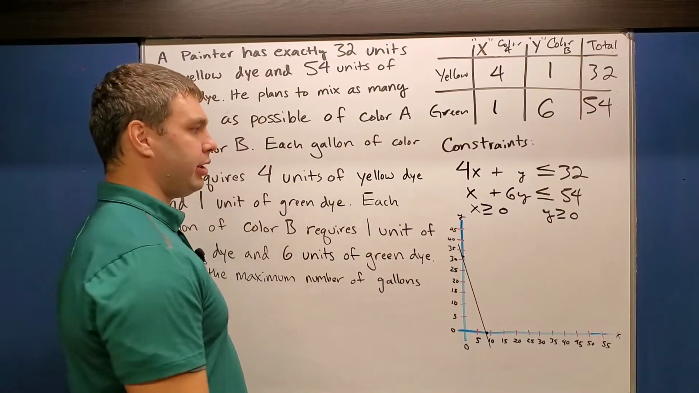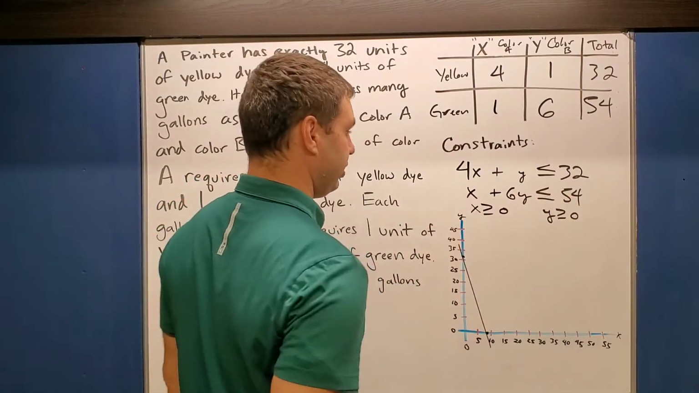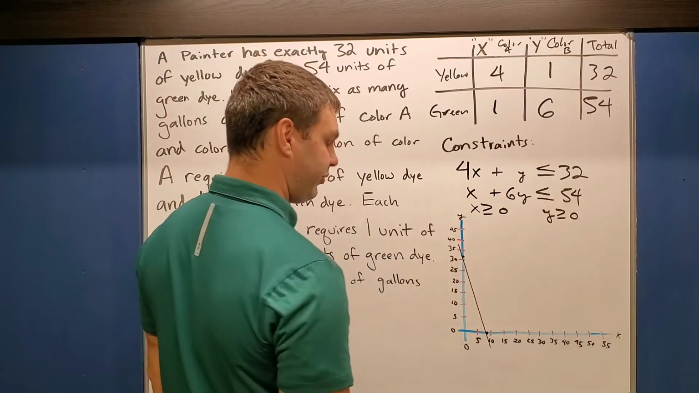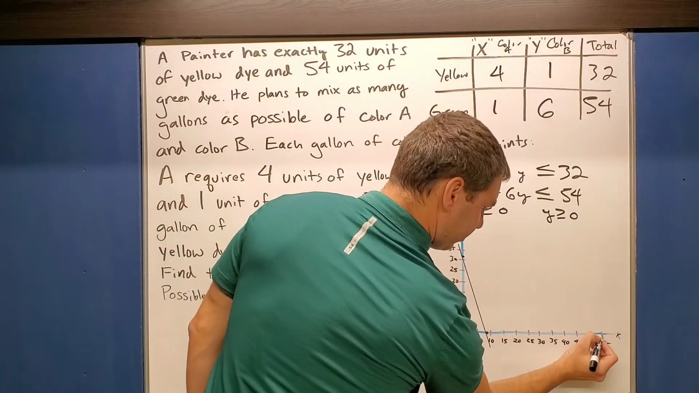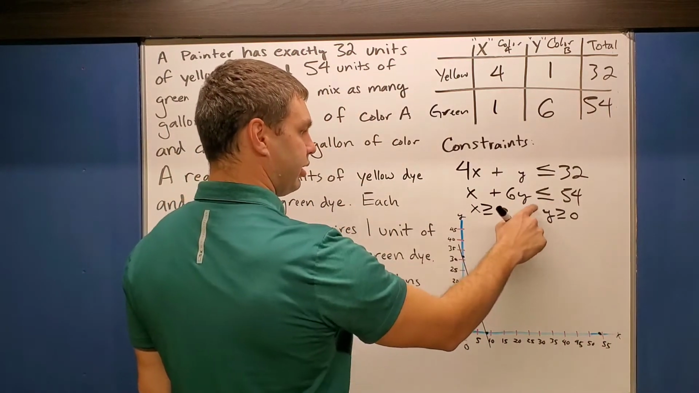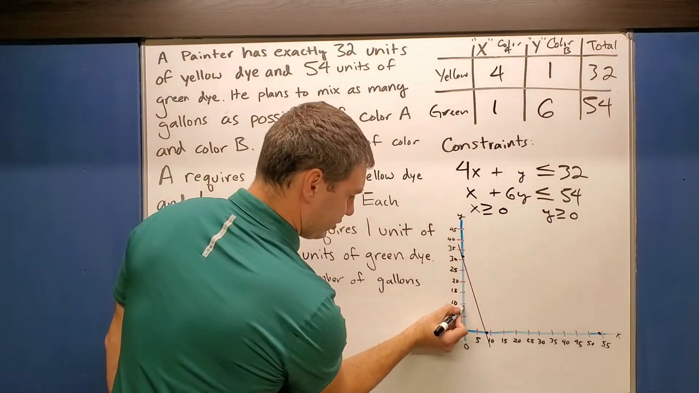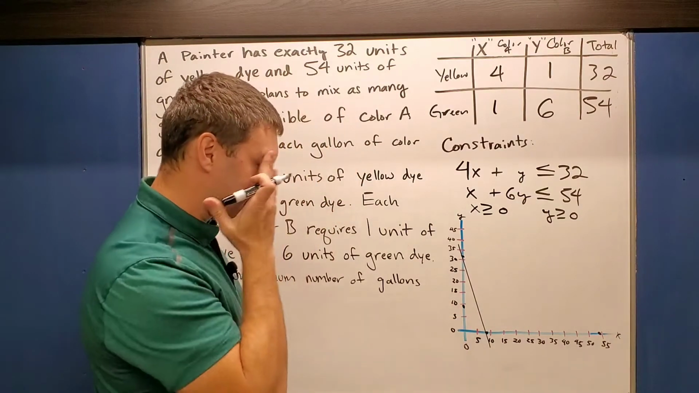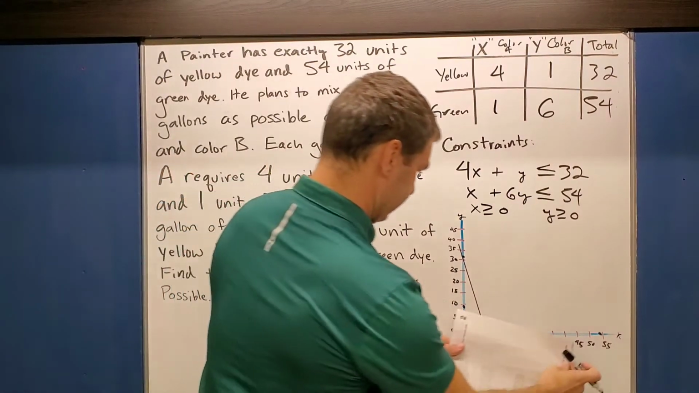Okay, and then the same thing we can do for our other one. Again, x is going to be at 54 for this equation, so just before our 55. And let's see, 6 goes into 54 9 times for the y, just before the 10. And again, you can connect these with a straight line.